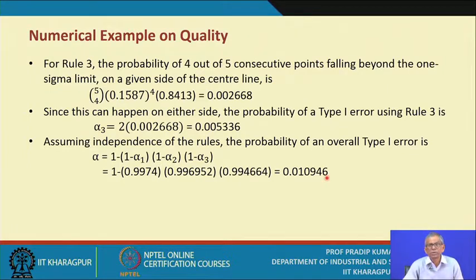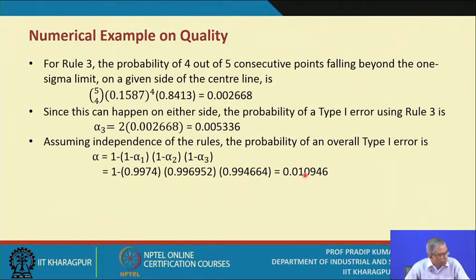0.010946. That means it is very, very high. That means in 10% of the cases you will be making the type 1 error. That means it is basically a false warning. You are not going to lose, but unnecessarily you will be spending time identifying the assignable causes, and many a time you will find that these assignable causes are basically not there. That means the process has not gone out of control.